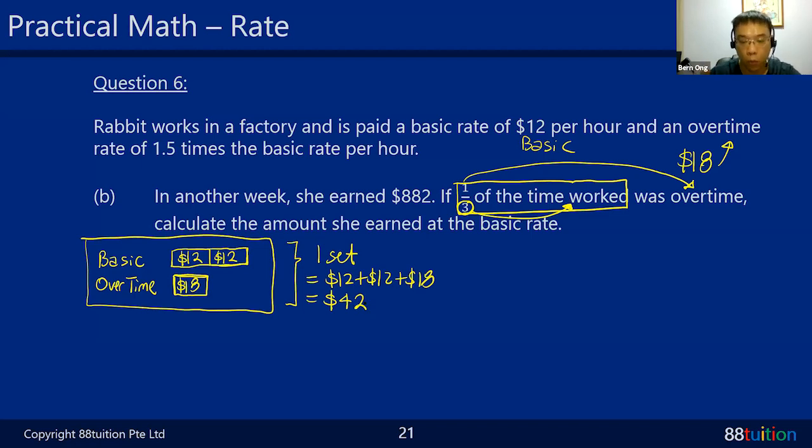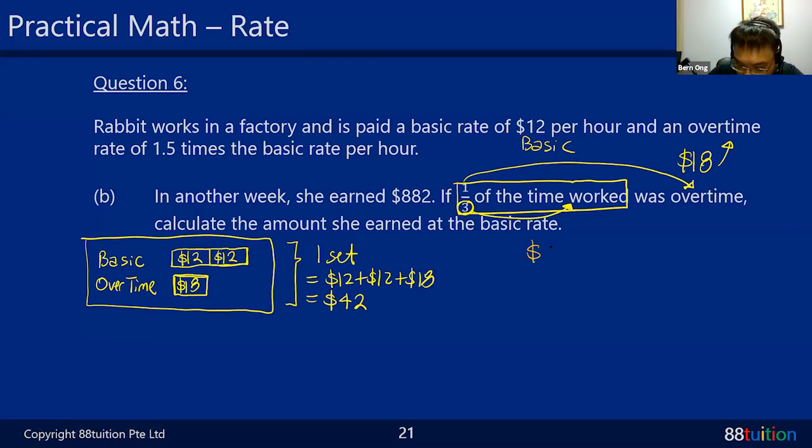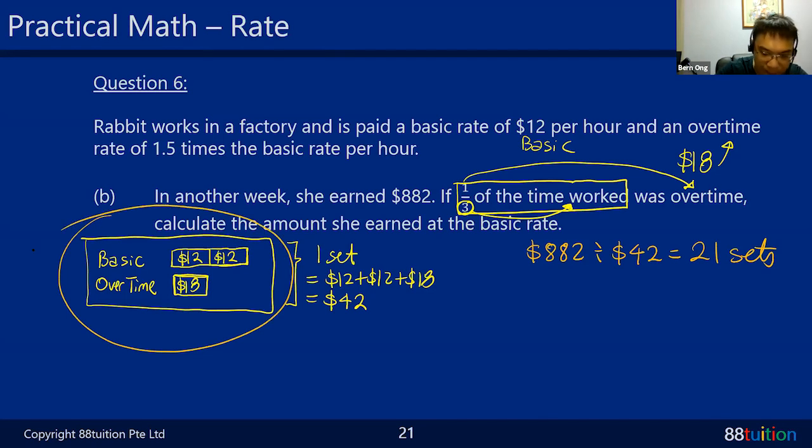All right, so one set of 2 basic hours and 1 overtime hour is $42. Total, she was paid $882. So $882 divided by 42, how many sets of 42 are there? 882 divided by 42, the answer will be 21 sets. So there are 21 sets of this happening.